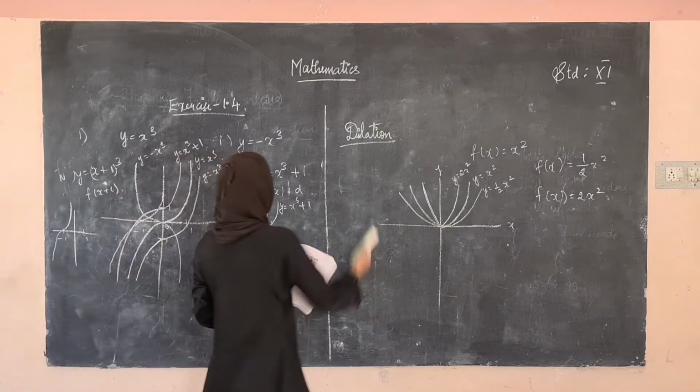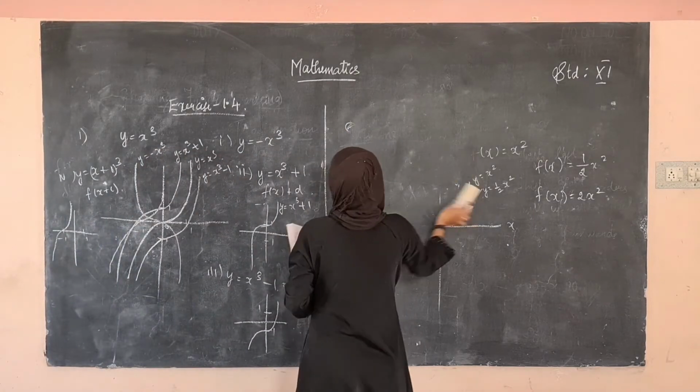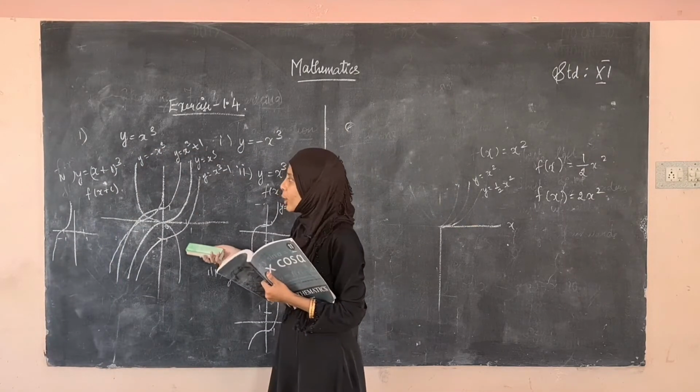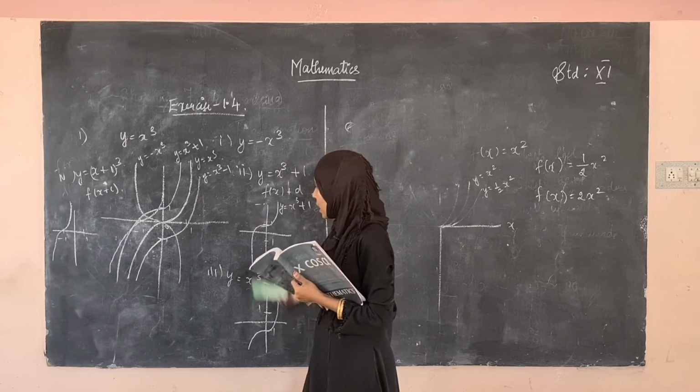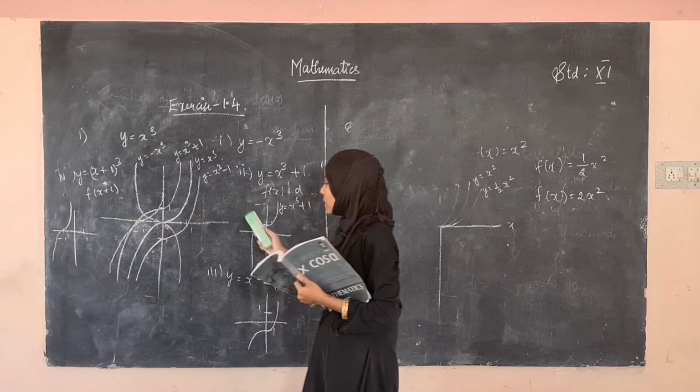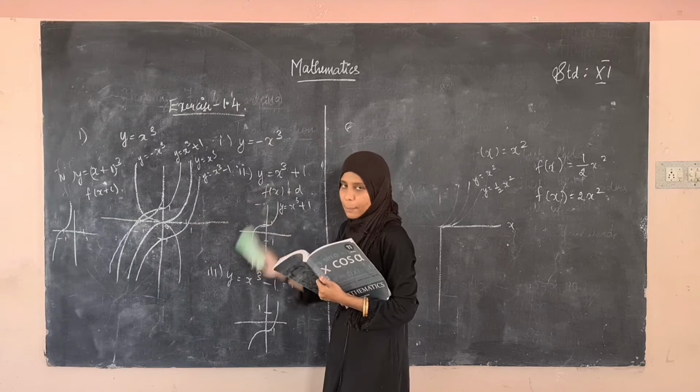Okay, now the second sum. See, this will be very confusing for you, so that's why I have drawn the graph separately. You also have to draw the graph separately also, okay?